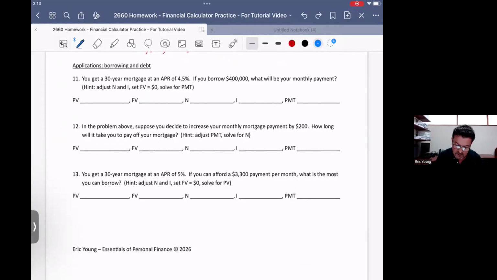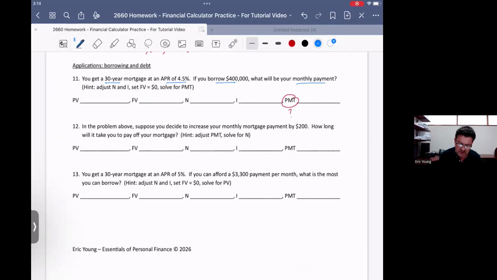Suppose you buy your first house, you get a 30-year mortgage at an APR of 4.5%. You take out a mortgage of $400,000. What's your monthly payment going to be? So this is a good kind of question. First of all, we're solving for PMT. We want to see, given these loan parameters, what's the PMT going to be?